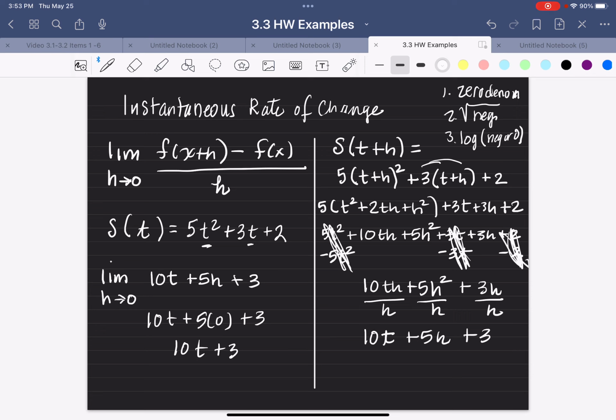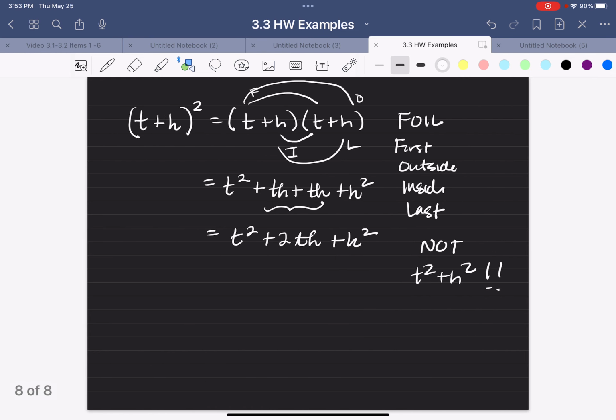Now, they ask us to do it when t is 2. So when t is 2, that's going to become 10 times 2 plus 3, which is 23. So that's the instantaneous rate of change to this function when time is 2. So at that exact time, it's changing by going up by 23, because that's a positive 23. So it's going up by 23. All right, let's do one more of those.